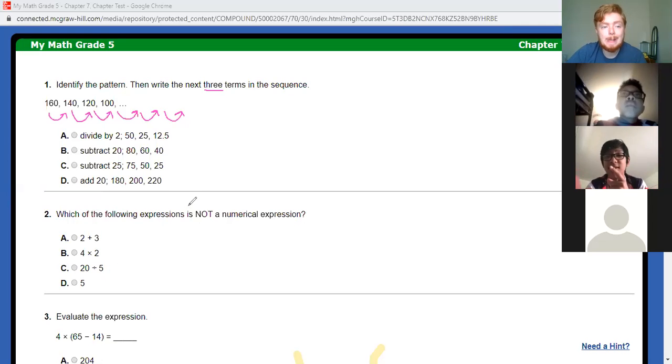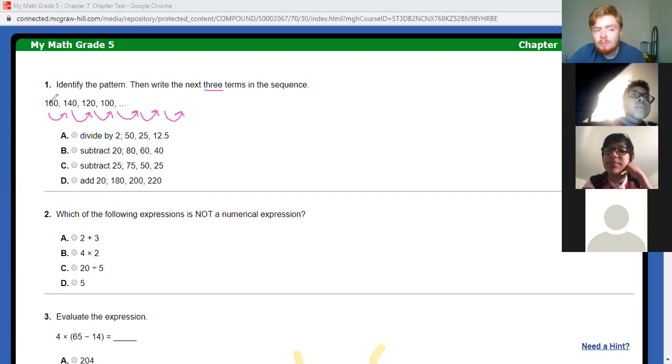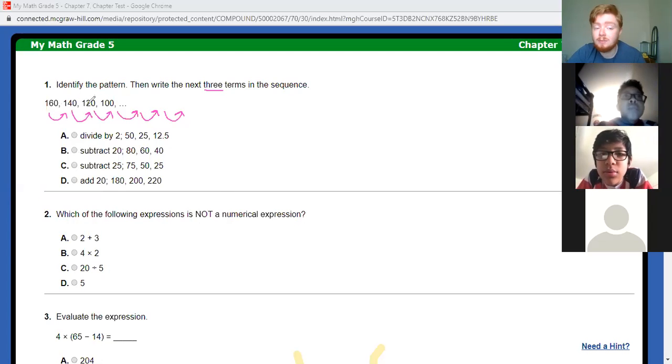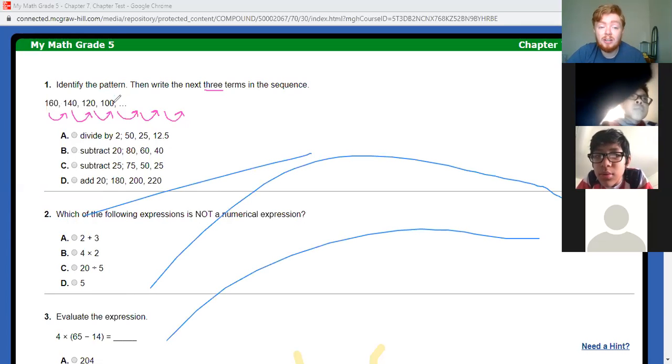Is it B? B, subtract 20. Yeah. And then the next ones would be this. Let's find out. So 160 minus 20 is 140. Okay, that works. Minus 20 is 120. That works. Minus 20 is 100. Okay, so that works. So based on what Draven's saying, this is pretty good.